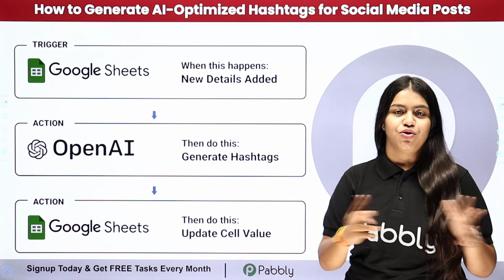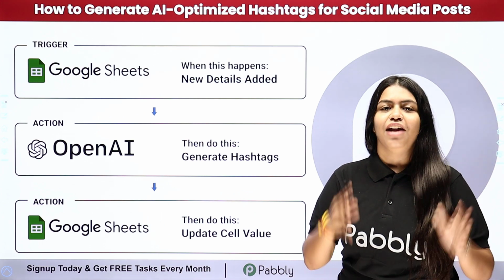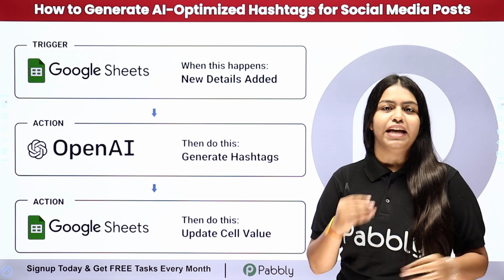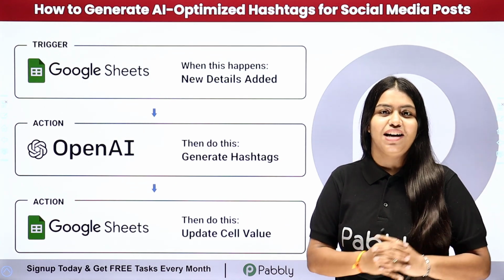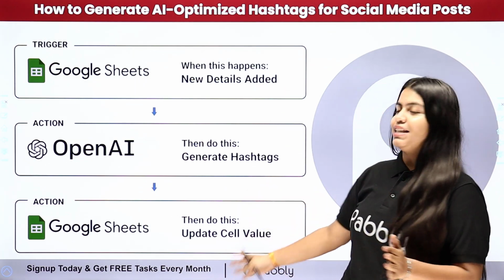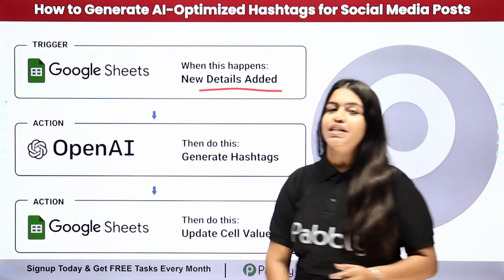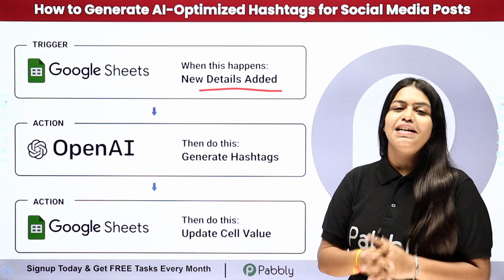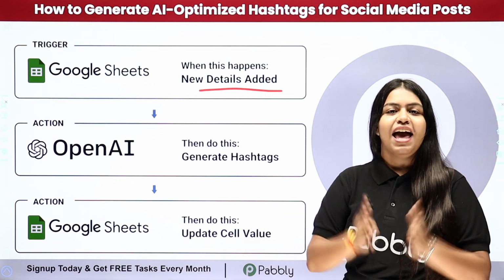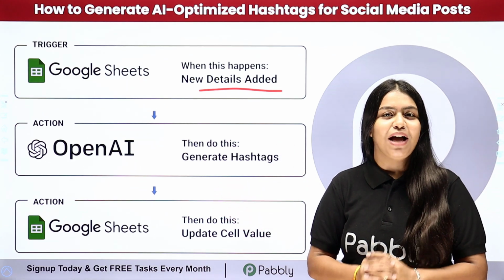So over here I'm running a digital marketing agency and we regularly post on our social media account, and for that we regularly create hashtags. But creating them by researching daily is such a tedious and a time consuming task, right? So to solve this problem, I've simply created this automation where, as soon as I add the post details in my Google Sheets, automatically my AI agent, which is OpenAI, is going to generate the hashtags, and then further I can add that hashtags back into my Google Sheets for my team to review and publish it.